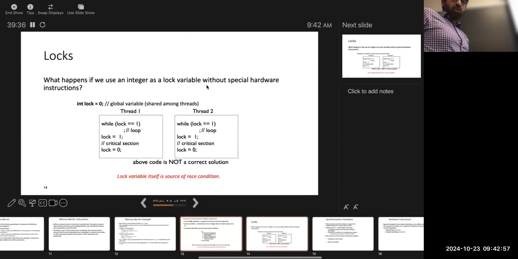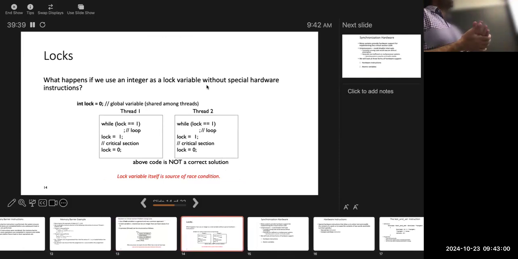So here is an example. Let's say that we want to implement the lock using a global integer variable, which we are naming lock, and which is initially set equal to 0. And then we have this code for two threads which are trying to enter the critical section based on the same lock. While lock is equal to 1, keep waiting. But if it is not, then the loop will break and you will set lock equal to 1, enter the critical section, and set lock equal to 0 after leaving the critical section. Thread 2 is doing the same thing. But this solution will not work.